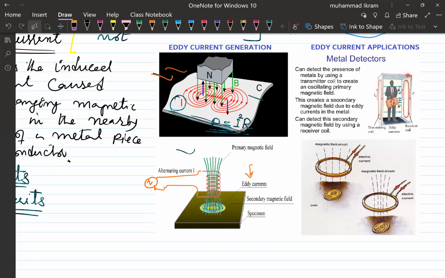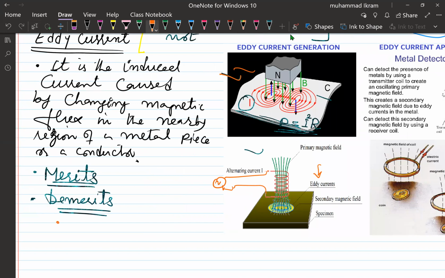As I told you, in some cases it produces unwanted effects. For example, where it can reduce, its unwanted effects are demerits, the unwanted or undesirable effects.